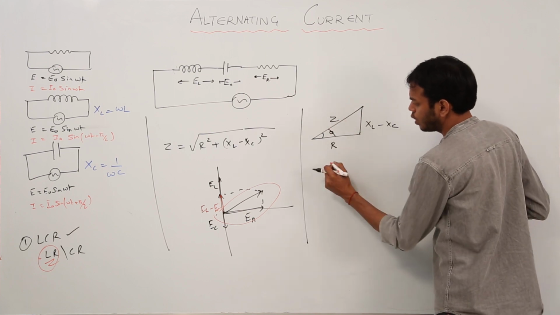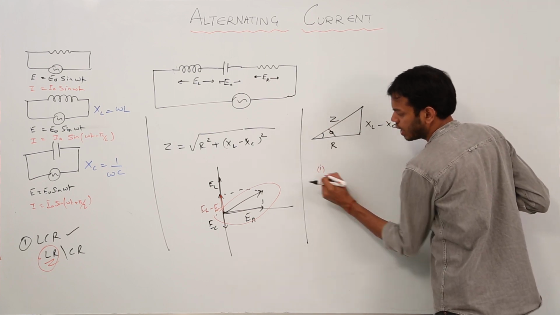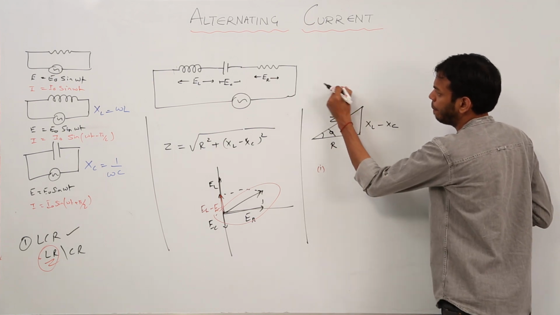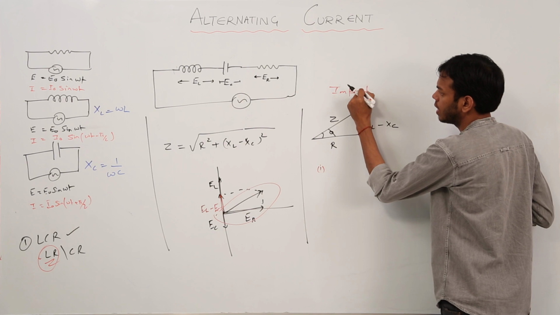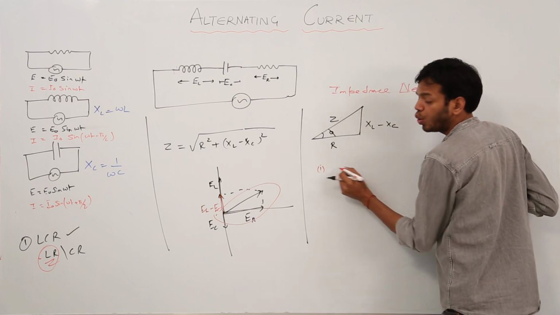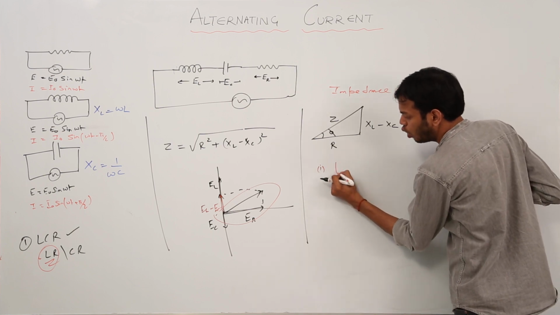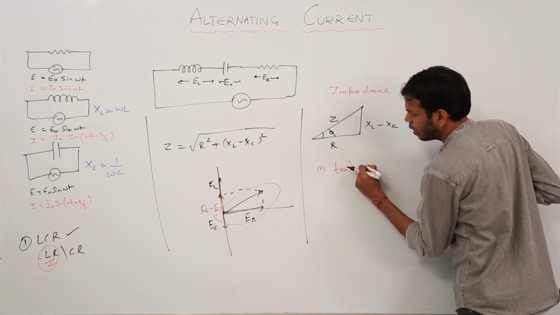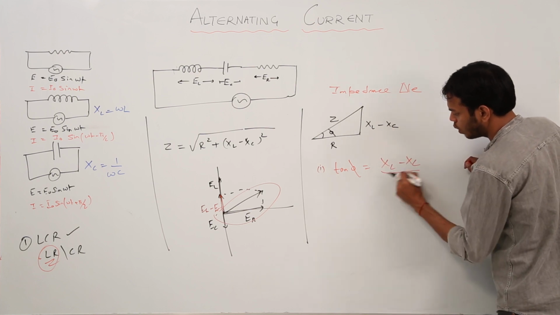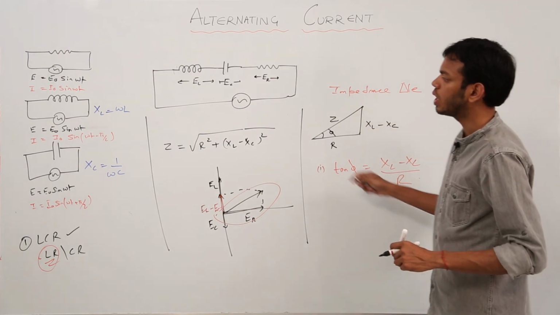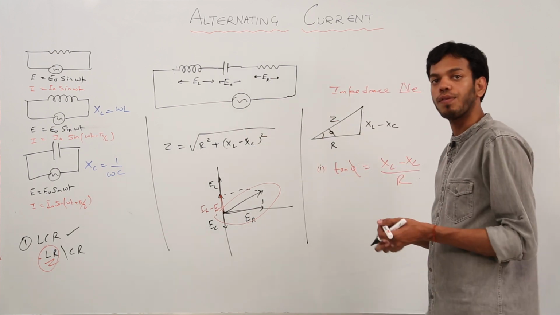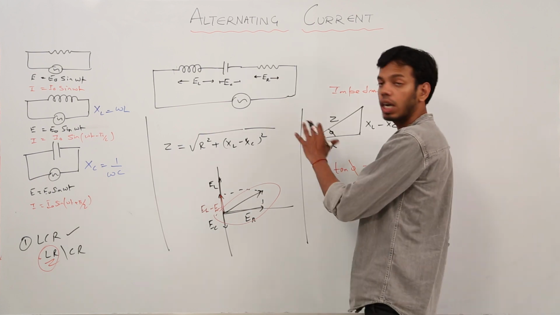So this gives you two important facts. Number one, this is called the impedance triangle, and from the impedance triangle the first thing you can find out is the value of tan phi. What is tan phi? XL minus XC over R. This will give you the value of, when I wrote that current could be in some phase difference with the voltage, which can be figured out later.